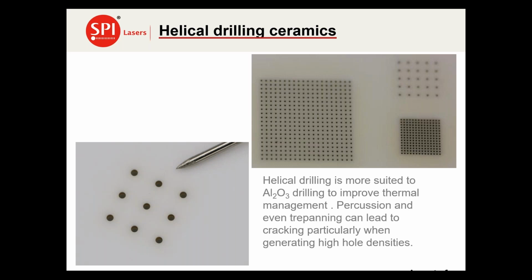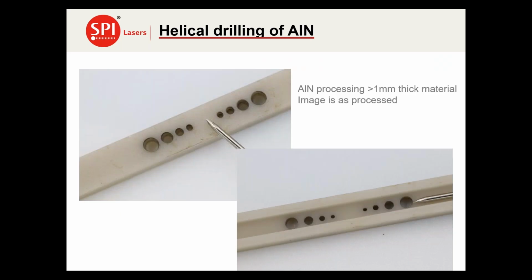And here you can see a pinhead. These are really quite small holes that we've created with very little debris or discoloration. And we can process things like aluminium nitride. Again, this is more than a millimeter thick, where we're trepanning or helically drilling a range of holes of different diameters with very, very high quality.